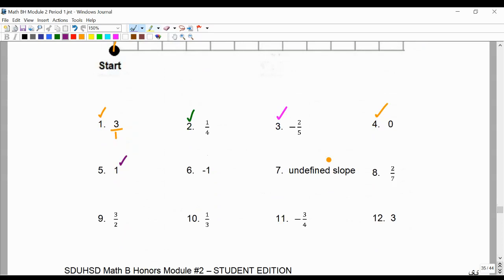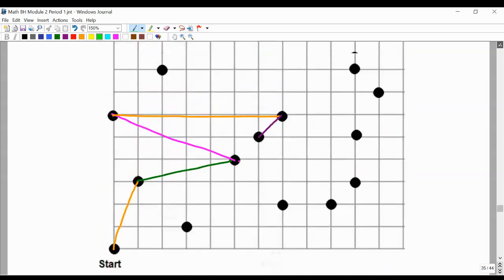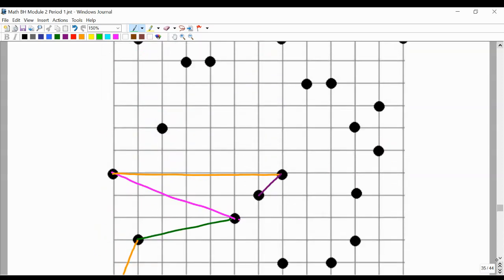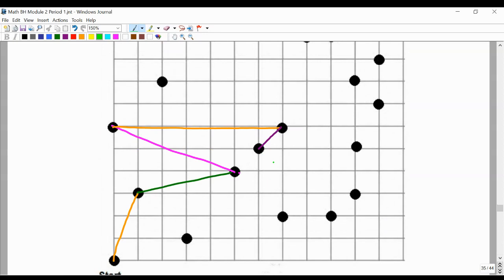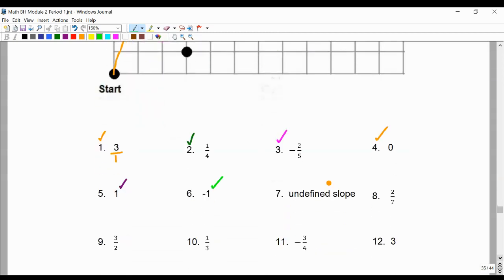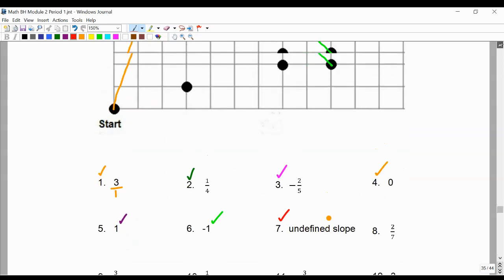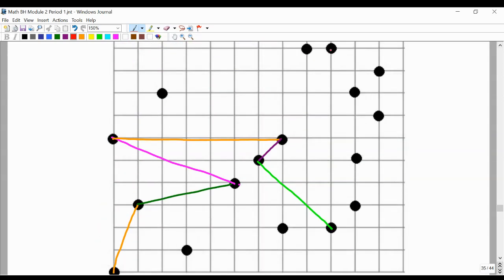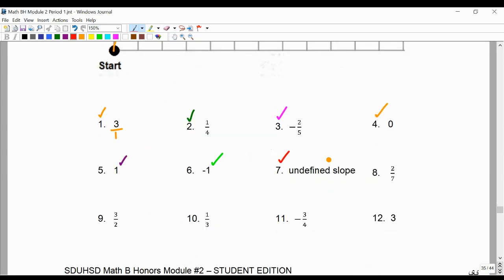Now we're going to do negative 1. Negative 1 must be here. So that's down 3, right 3, which simplifies to negative 1. Then we're going to do undefined, which is a vertical line. And then we're going to do 2/7, positive.